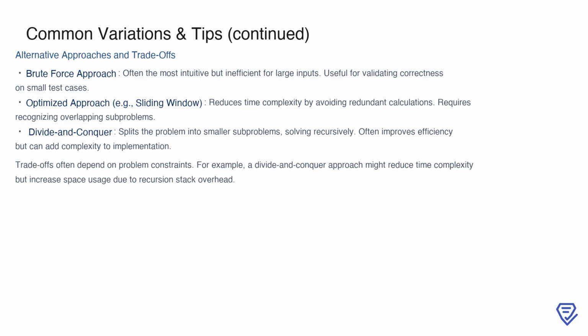Another powerful approach is divide and conquer, where the problem is split into smaller subproblems that are solved recursively. While this can improve efficiency for certain problems, it often introduces additional complexity, such as managing recursion stack overhead. Choosing the right approach depends heavily on the given problem constraints. For example, divide and conquer might be ideal for reducing time complexity in computationally heavy scenarios, but if memory usage is a concern, it may not be the best choice.